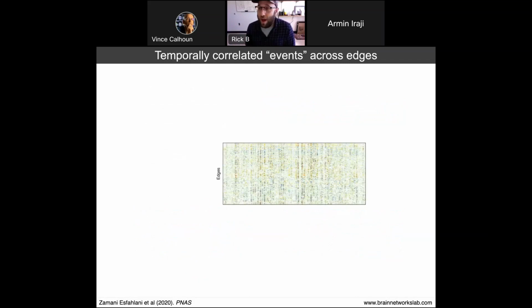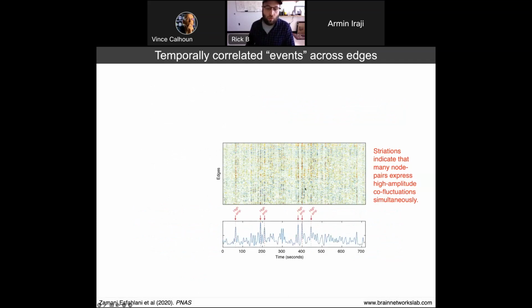So if you have good eyes and you're following very closely, you might notice these striations in this matrix, in our edge time series matrix, in which case you already know the answer to that question. These striations indicate instants in time where lots of node pairs, many edges, simultaneously express very high amplitude co-fluctuations. We can summarize these co-fluctuation amplitudes by calculating the root sum of squares or root mean of squares across all edges. And we find that this distribution is more or less heavy-tailed, so there are many frames with small amplitude, but a very small number with extremely high amplitude.